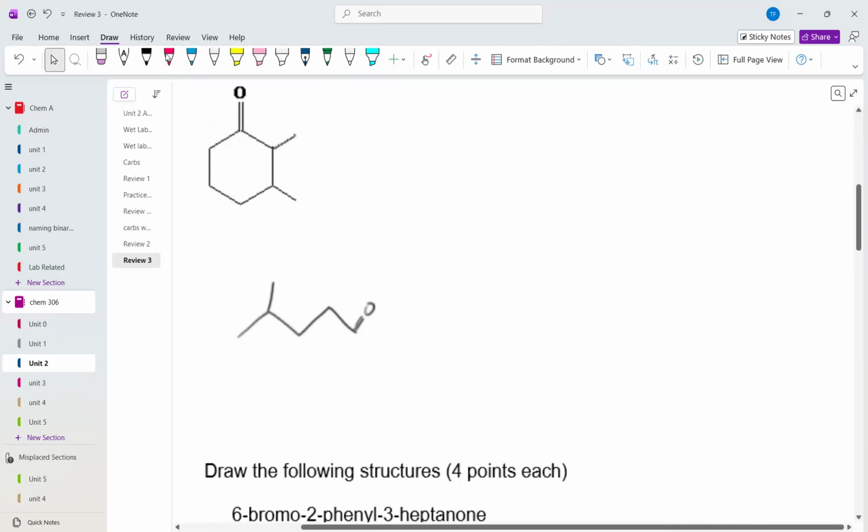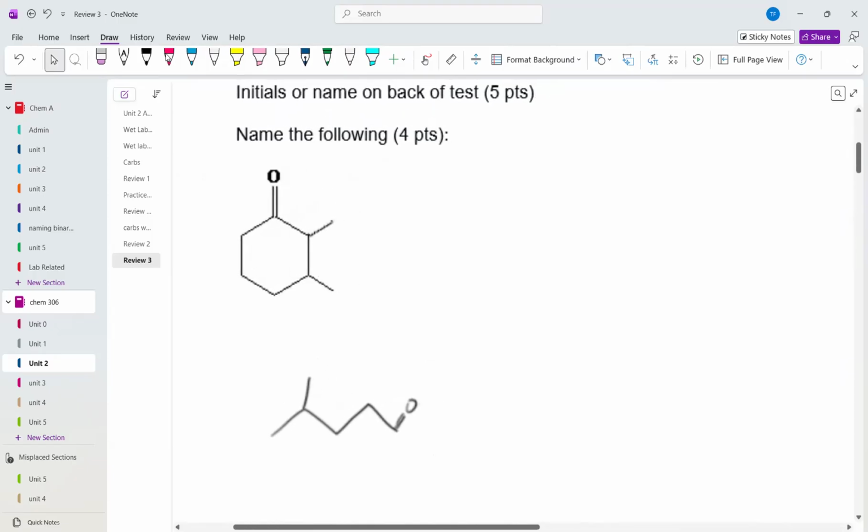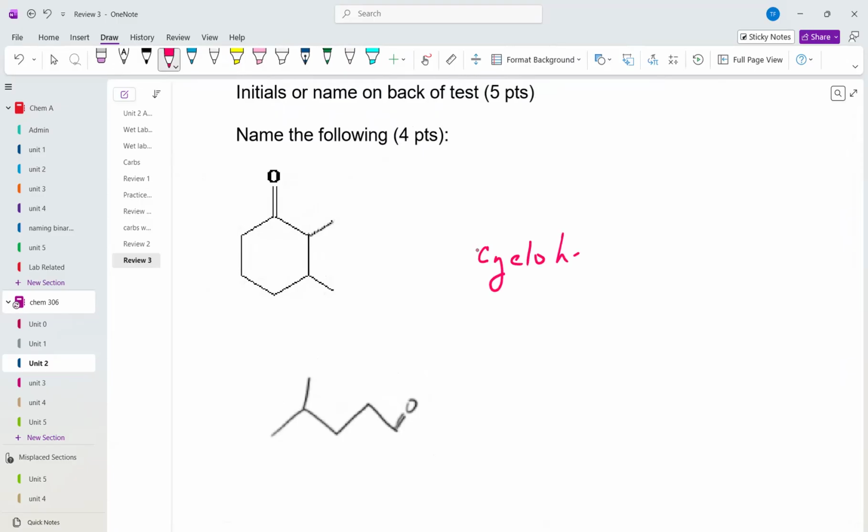Name these guys. All right, well, first of all, it's a ketone. So it's going to have an -one at the end, and it's six-sided. We have two branches, so 2,3-dimethyl cyclohexanone.